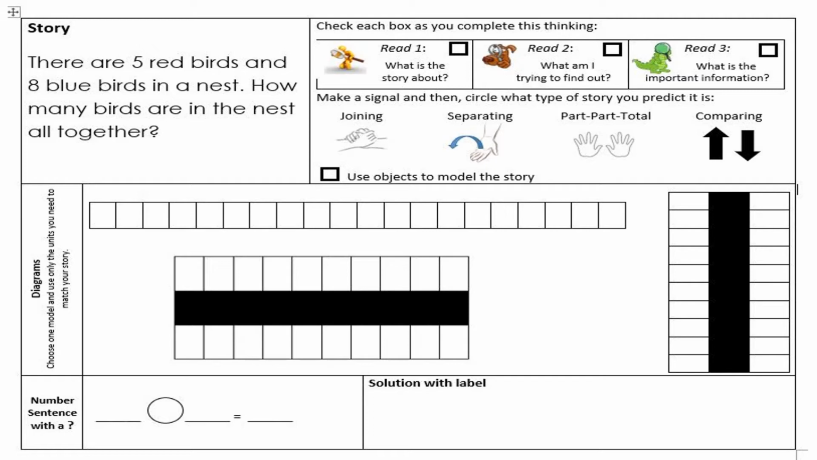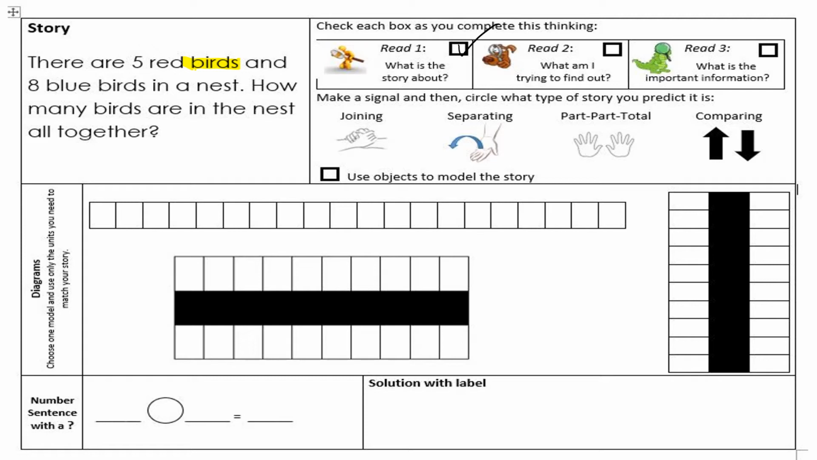So let's go with our first read. What is the story about? So let's go ahead and read the story. There are 5 red birds and 8 blue birds in a nest. How many birds are in the nest altogether? So we know that our story is about birds. So I can go ahead and check off that first read. And now I can go to that second read to see what I'm trying to find out.